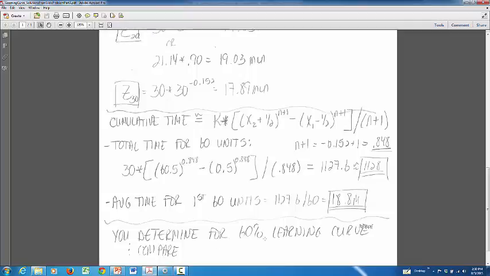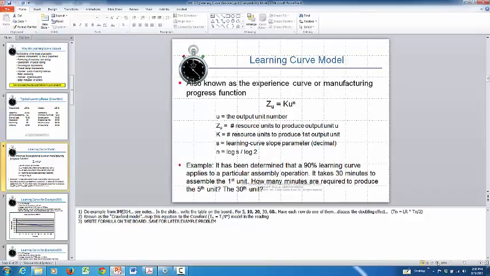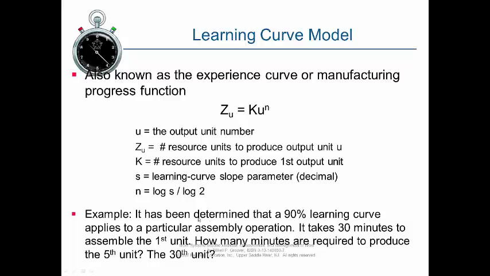So you answer those same questions on the slide for a 60% learning curve and compare. So let's go back to it here. What we just went through was we answered how much time it takes for the 5th unit and the 30th unit, and the cumulative time and the average time per unit for the first 60 units given a 90% learning curve. What I want you to do now is to go through those same calculations with a 60% learning curve and compare the two, 60% and 90%. So it would be awesome for you to do that right now.